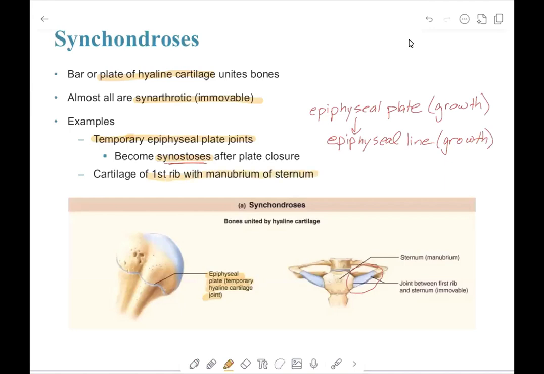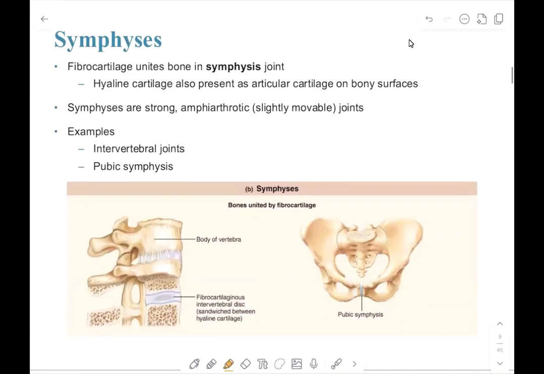The second example of a cartilaginous joint is the symphysis, and the symphysis actually has a fibrocartilage pad between two bones. So they're strong amphiarthrotic, or slightly movable, joints. The examples would be the intervertebral disc, which is that fibrocartilage pad that you've learned about that acts as a shock absorber. The next example is the pubic symphysis, another fibrocartilage pad that's between the two pelvic bones, specifically between the two pubic bones.